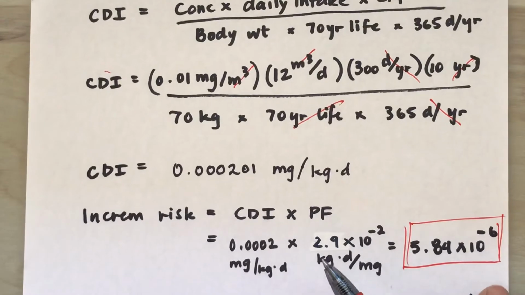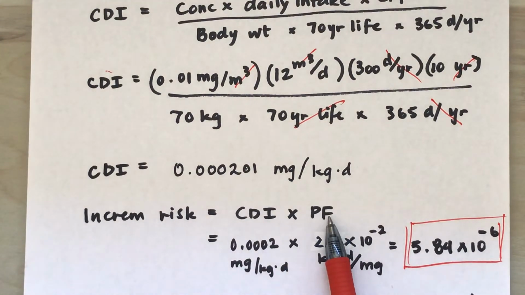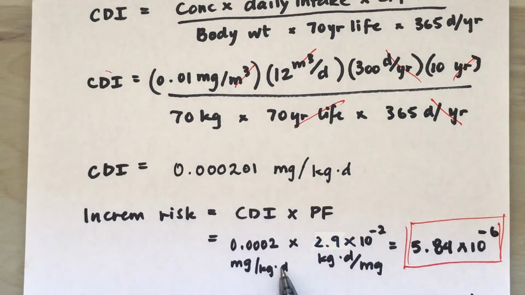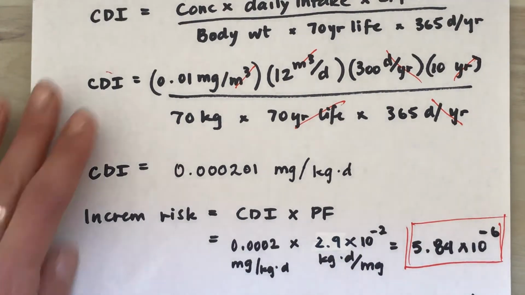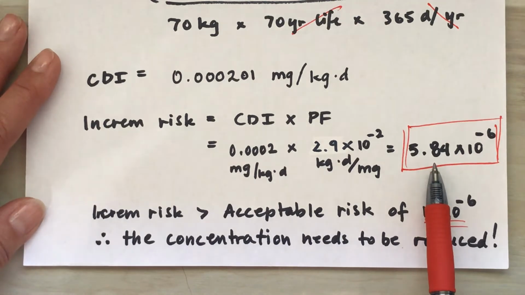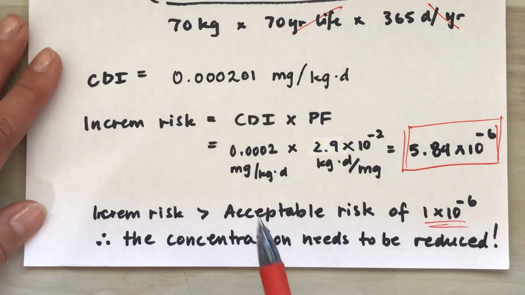All right, so our risk then is just the CDI times the potency factor for benzene. Go to table 4.9 to get that one. And we get an incremental risk of this: 0.002 milligrams per kilogram per day times 2.9 times 10 to the negative 2, the inverse of that, kilogram day per milligram. And we get a risk of 5.84 times 10 to the negative 6. Is that okay? No, so that's not okay. That's too much, because remember our acceptable risk is 1 in a million, and this is 5.8, or almost 6 in a million people. So we need to reduce that initial concentration.